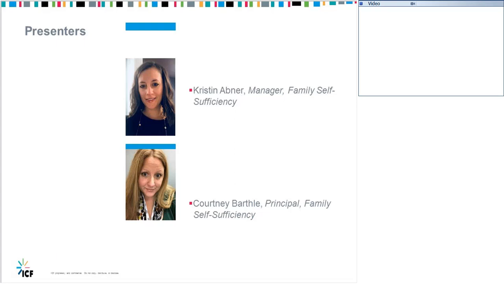About midway through the presentation, we'll probably pass the ball back and forth a few times. I'm going to turn it over to my colleague, Courtney Barthel. Courtney and I have worked together at ICF for the last 13 years, so if you hear us complete each other's sentences, that is why. I joked the other day that I think I talked to Courtney more than I talked to my husband.